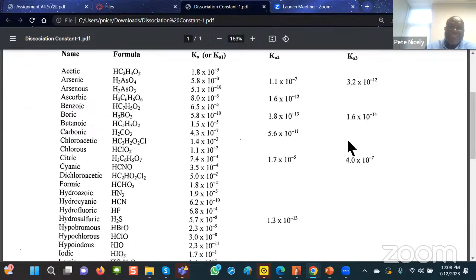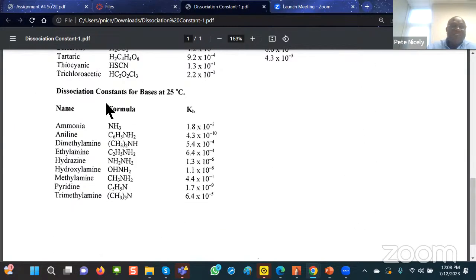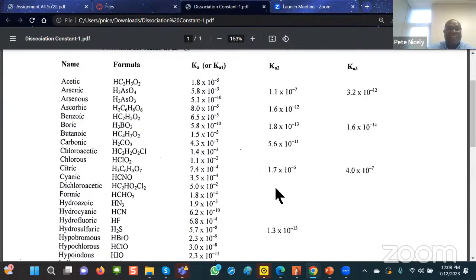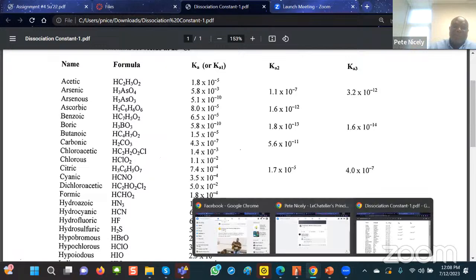And then below that, you have a list of Kb values. It's a shorter list of weak bases. So those are the Kb values for the weak bases, and above you have the Ka values for the weak acids. I just thought I should point that out to you because during your next tests, you will be provided this table so you can use it to solve problems like the ones we have been doing. So let me go back to.